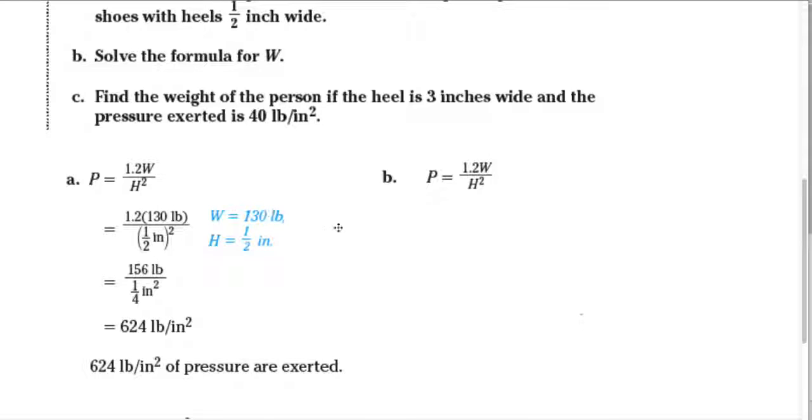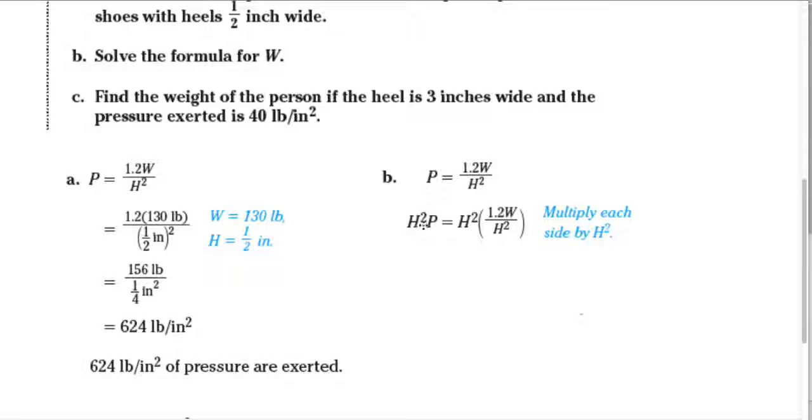Okay, and letter B, solve the formula for W. That means we need to isolate W on the right side of the equation and undo H squared, and we need to undo 1.2 as well. So doing that, we need to first undo H squared. That means we need to multiply both sides by H squared. That will undo H squared.